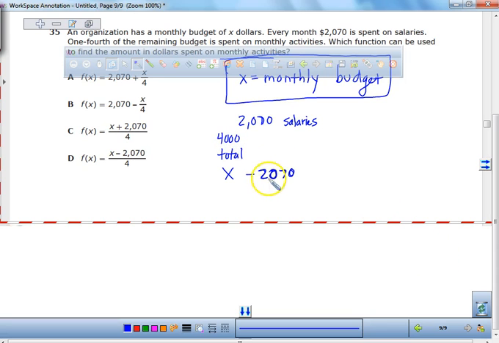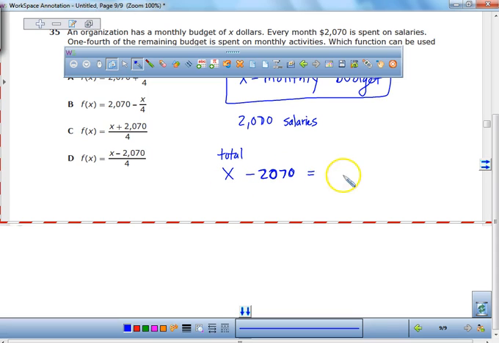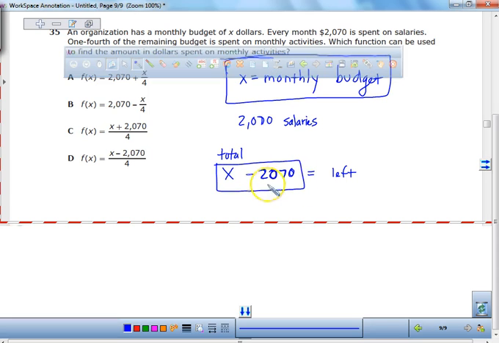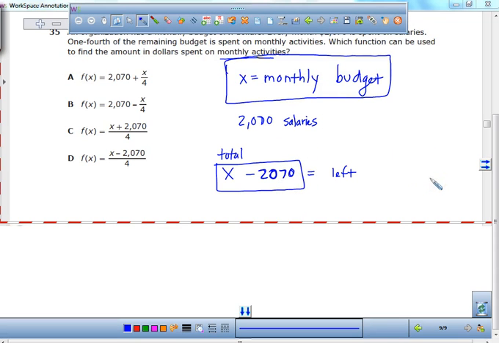So let's say your total budget was 4,000. Well then if 2,070 is your salaries, that's what's spent every single month. What I want you to do is say this right here, X minus 2,070 means that's what's left over after you've done that. Now out of this, what is used on the monthly activities? Okay, but what does it say?